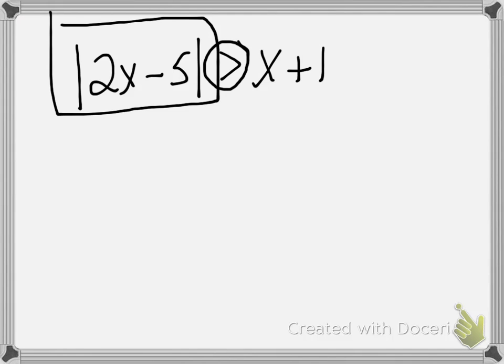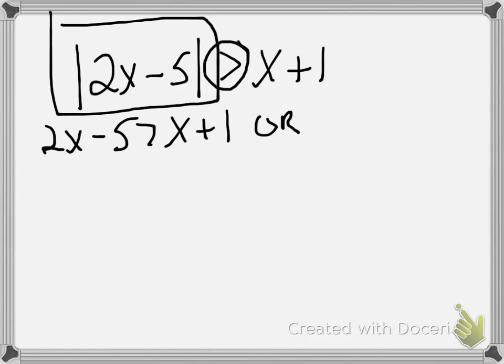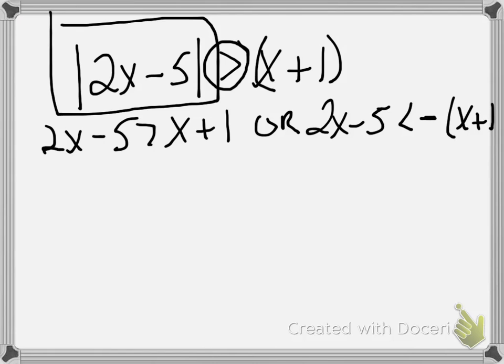So I look at this, that's a gray "or", so that tells me it's an OR. So I'm going to have 2x minus 5 is greater than x plus 1, or 2x minus 5 is less than, remember, reverse the symbol, and now negate. Now, here's the problem. I need to negate everything to the right of that inequality sign, which means I need to put the negative sign and then the x plus 1 in parentheses. Now I'm ready to solve.